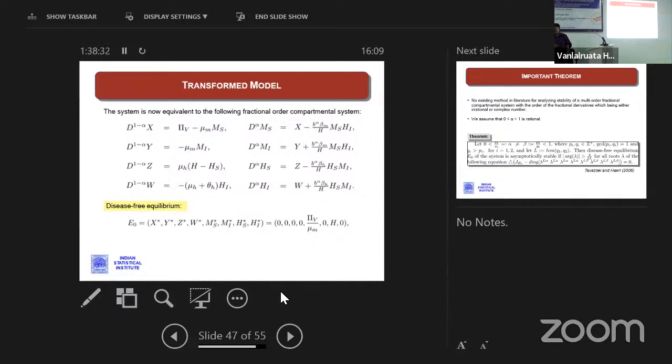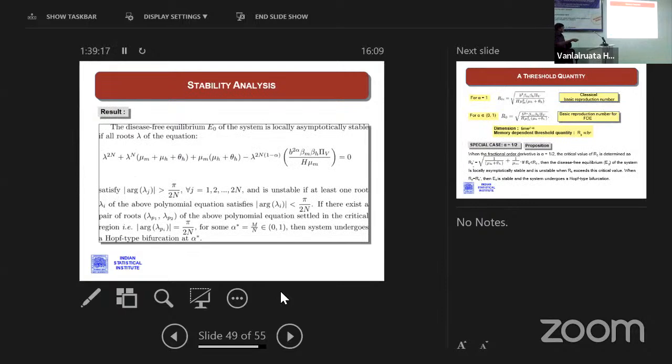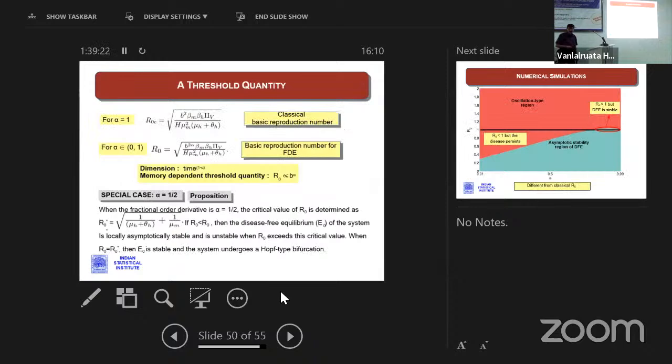As a result, for the particular case, you have a theorem. One more thing we assume: if your alpha is irrational or complex, so far we don't have any method to analyze it. That's why we assume that my alpha is rational. So we have this theorem, and ultimately we have the characteristic equation, and from here one can easily speak about the basic reproduction number.